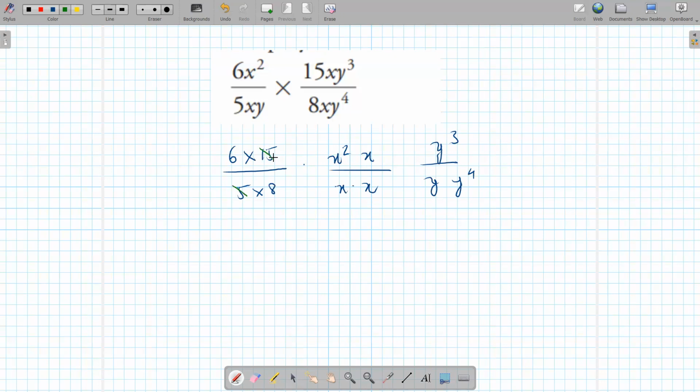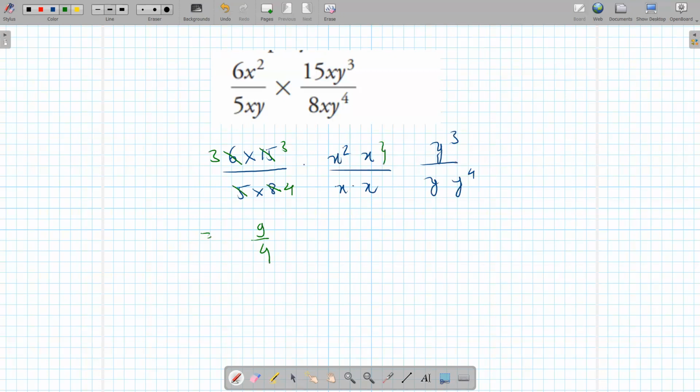5 goes into 15 3 times, right? 2 goes into 8 4 times. 2 goes into 6 3 times. So our constants, the numbers, they simplify to 3 times 3 over 4, 9 over 4. Yeah?